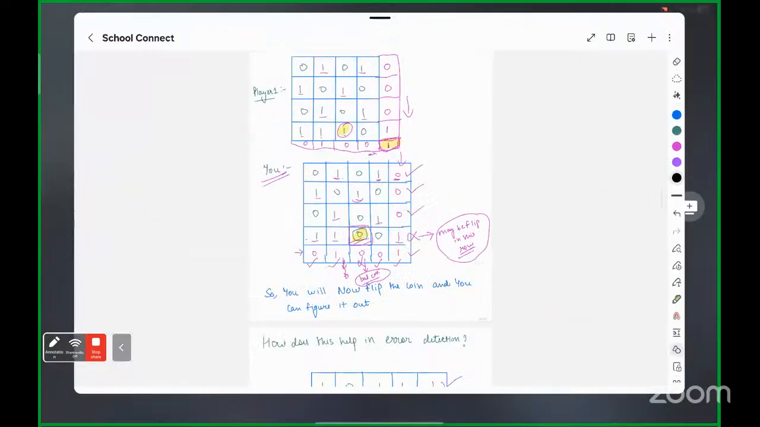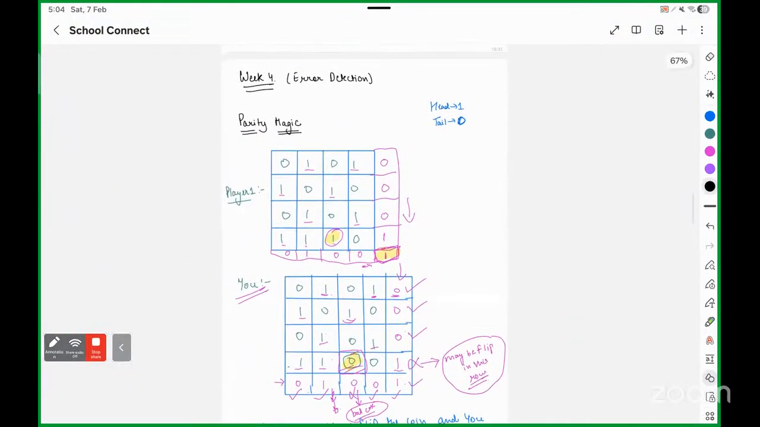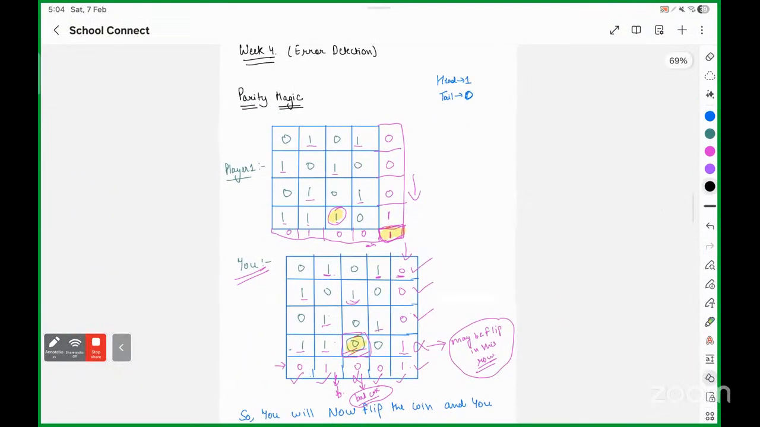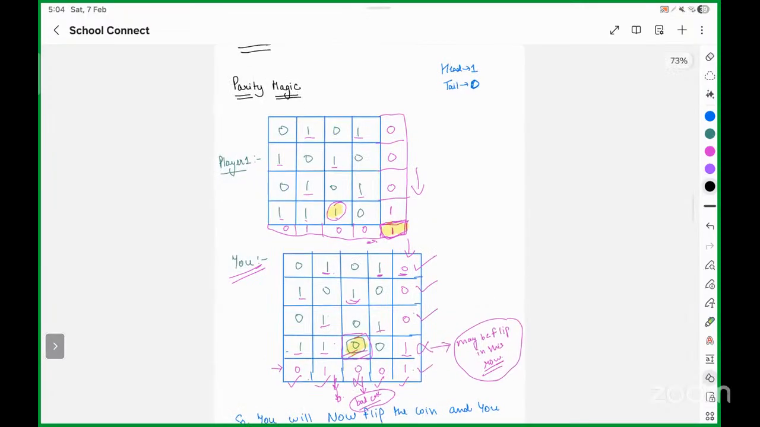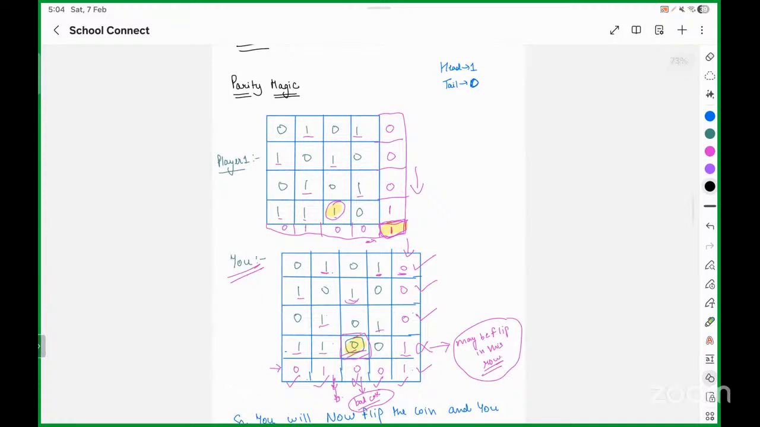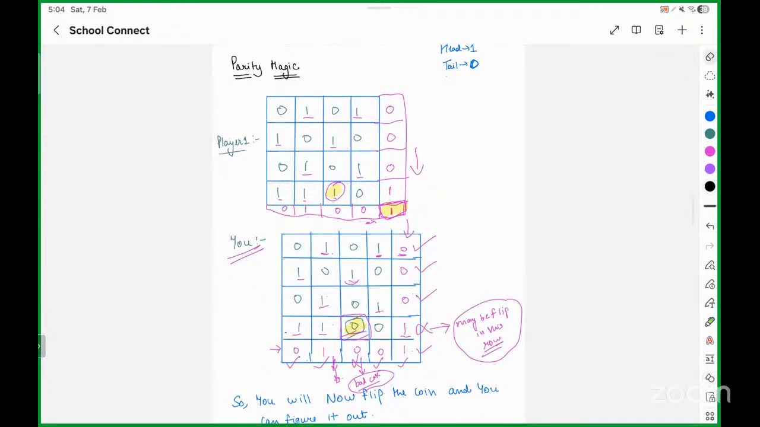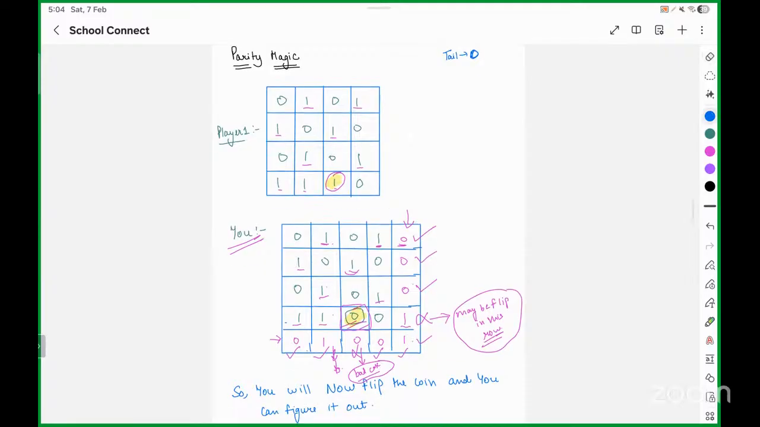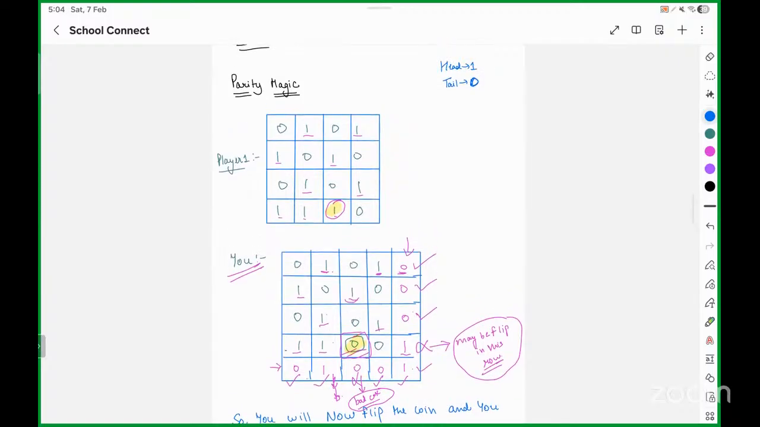So let's start where we left off. We left off at the error detection part. We were looking at the parity magic, in which we were seeing this table. So let me draw this once again. This was the table which was given to us, and player one will come and he has some coins. Zero if he puts it as a tail, and one if he puts it as a head.